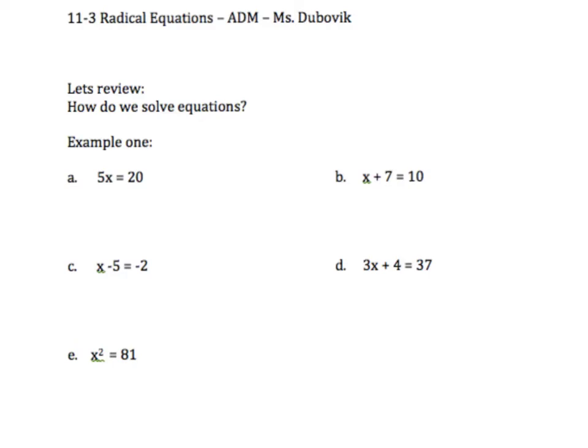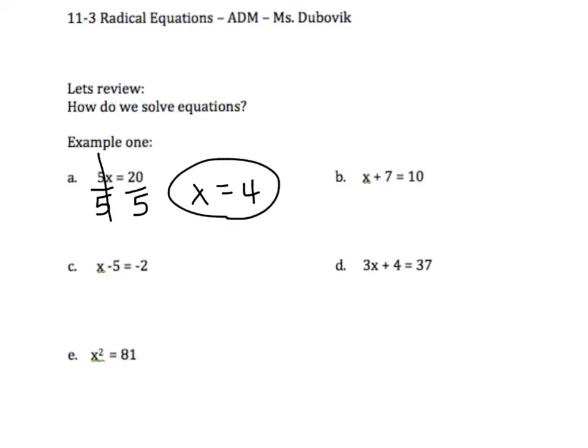So let's review. We need to just refresh our memories of how to solve equations. So example 1 has 5 different problems that we would have to solve for x. This is going to help us solve radical equations. So part A says 5x equals 20. Well, in order to solve for x, we have to divide each side by 5. So in this case, when we divide 5 by itself, it cancels out, and 20 divided by 5 is 4.